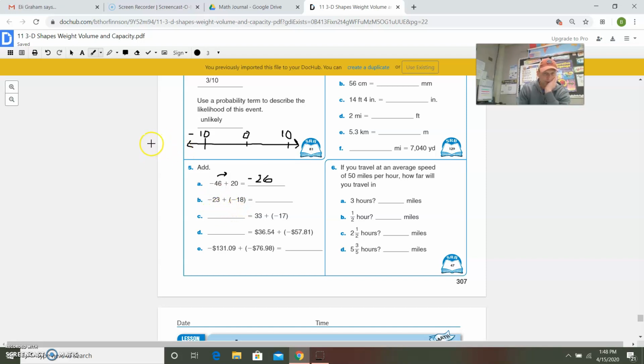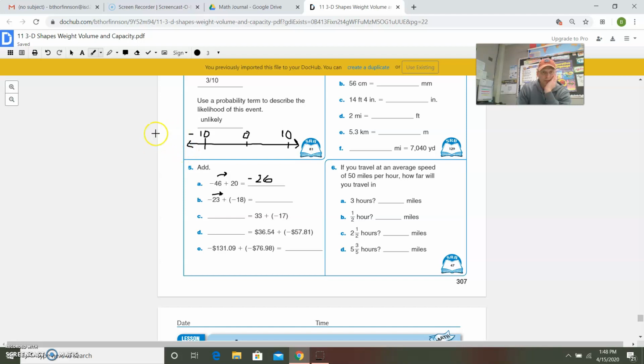The next one, we're going to start at negative 23. So again, we're starting way down here. We have a positive, that's our operation. So again, on our number line, we're going to face this way. But this number is a negative 18. That means we're going to walk backwards. So we're starting at negative 23.